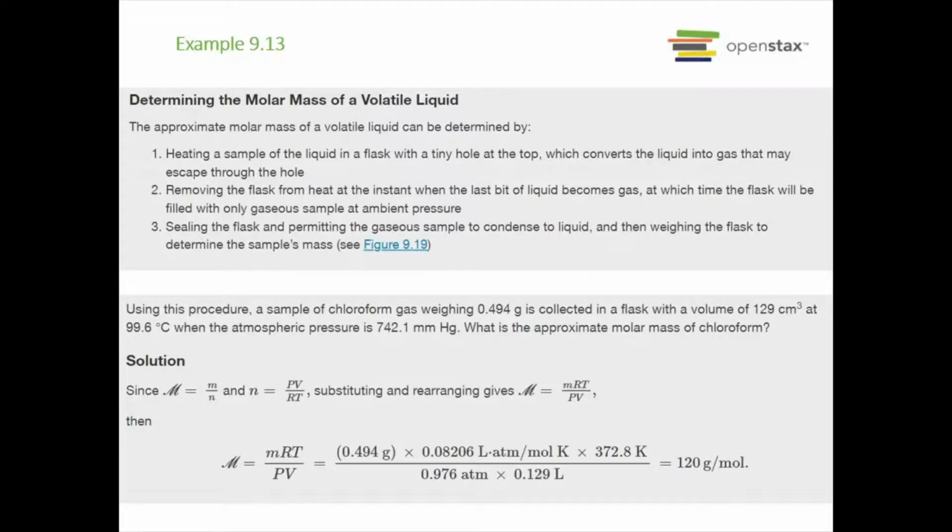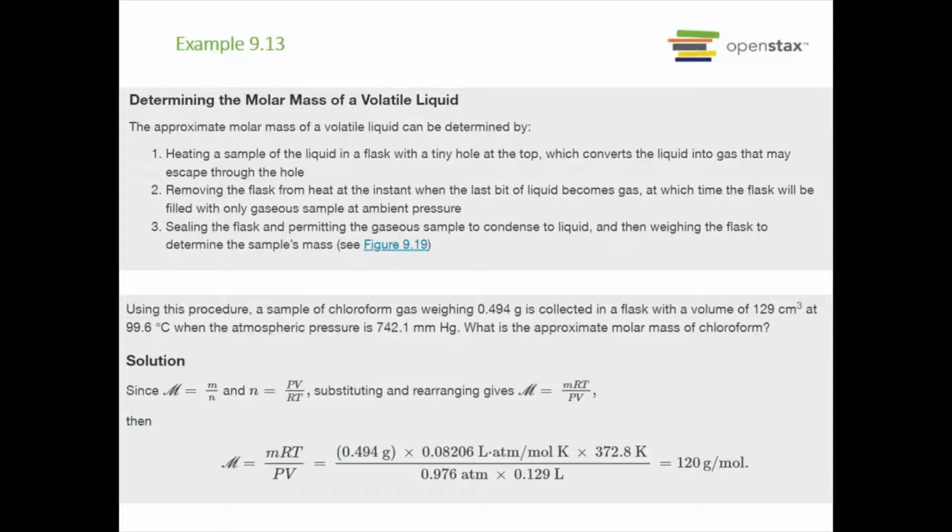So the next question, we are looking at the molar mass of a volatile liquid. And this is actually a really cool thing to talk about how it's done. You take a sample in its liquid form with a little tiny hole in the flask at the top. So the liquid becomes a gas that escapes through the hole. Take the flask away from heat right when all the liquid becomes gas. And now the flask is only filled with gaseous sample at just regular room ambient pressure.